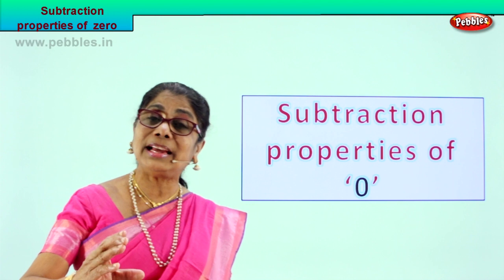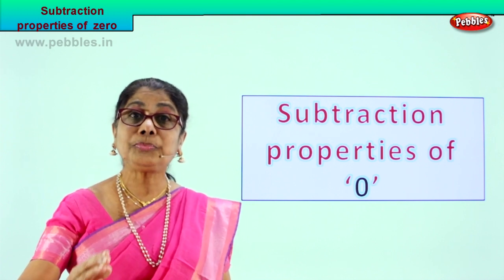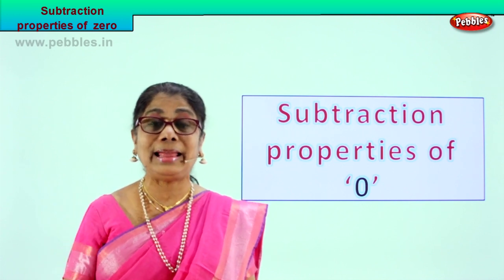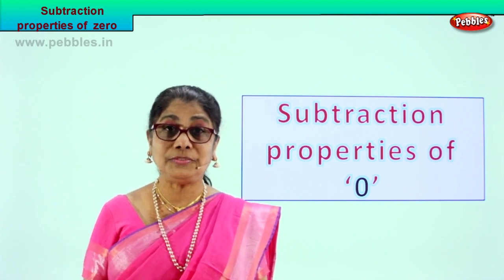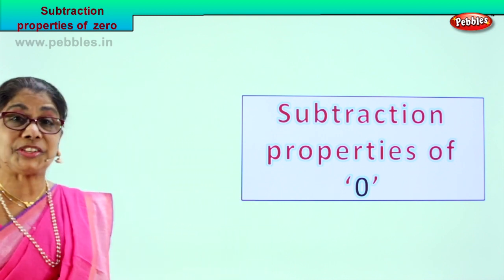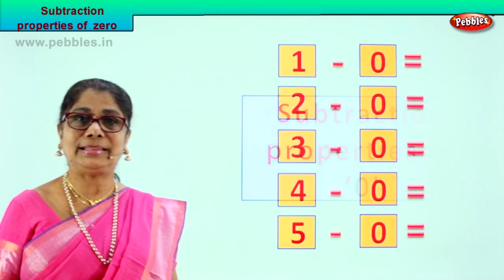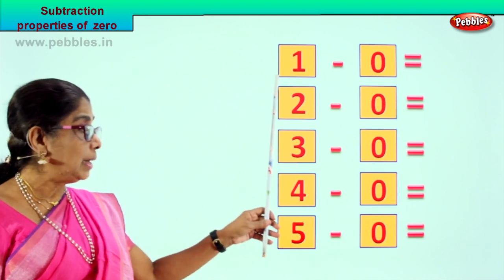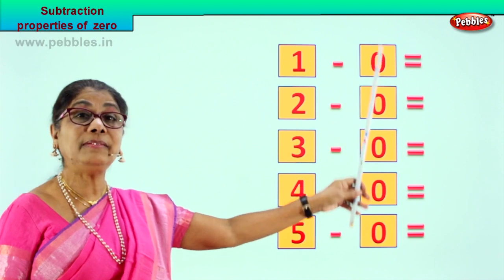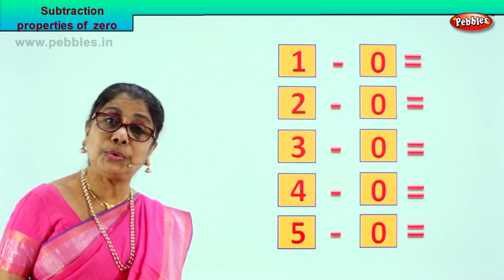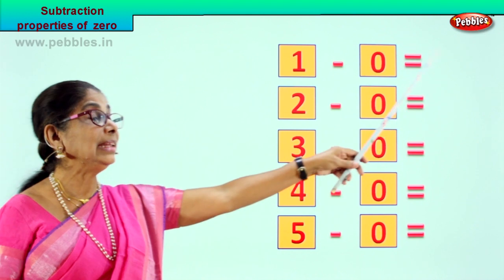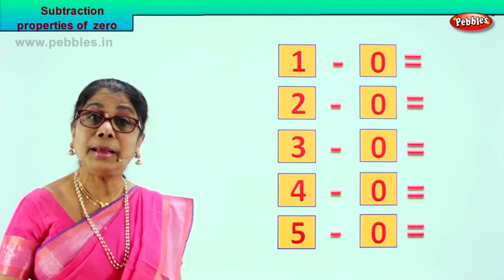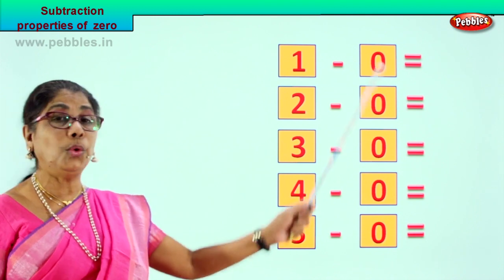Shall we look at the exercise? You should read with me. Look at me. We'll read together and understand the subtraction property of 0. Let's look at our first exercise. Now look at the exercise here. We have a number, then a minus sign, then 0, equal to, and let's see how to find the answer. We are looking at the subtraction property of 0.